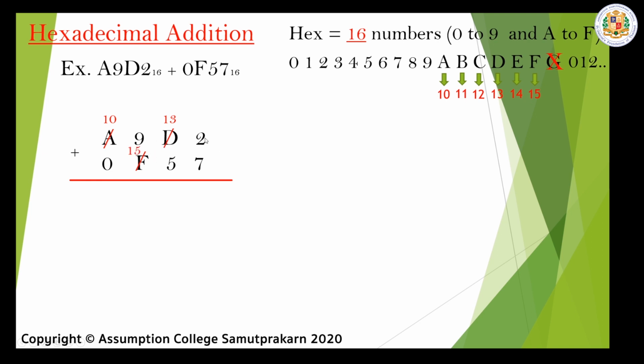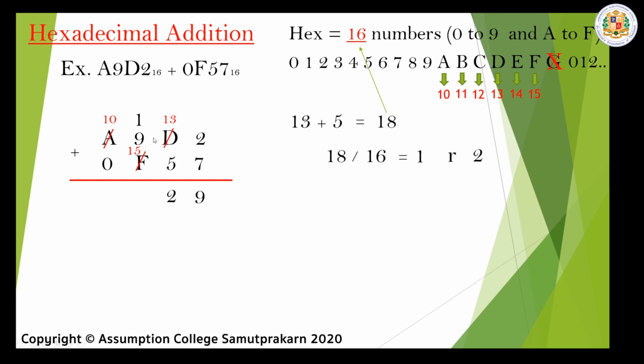Right? So 2 plus 7 is equal to 9. 9 is still inside the 16 numbers. It is the last number over here, so we can just put 9 over here. 13 plus 5 is equal to 18, right? But in hexadecimal, we only have 16 numbers and only until 9 for digits, so we cannot put 18 here. So 13 plus 5 is equal to 18, and we divide 18 by 16. We get 1, remainder 2. Is it clear? The remainder 2 goes over here, and 1 goes over here as our carry.